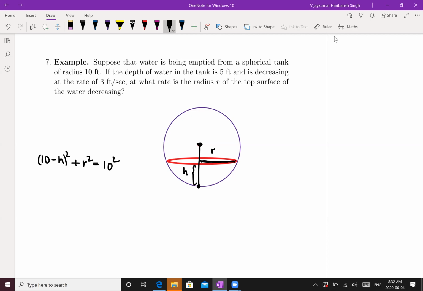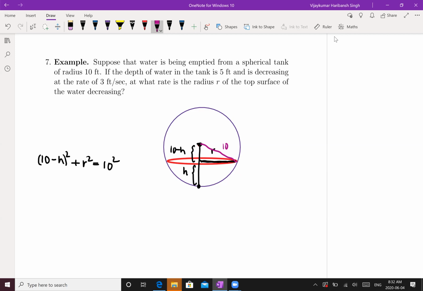Now we want to connect h and r. So for that, notice that if this is h, this part is going to be 10 minus h. Now we already know this length. This length is 10 because it is the radius of the sphere. So if you use Pythagoras theorem, you get (10 minus h) square plus r square equals 10 square.